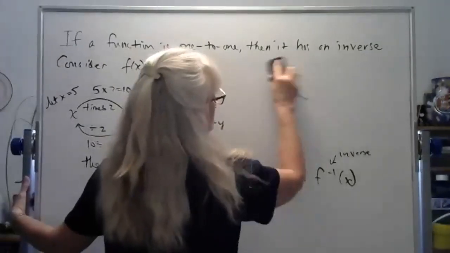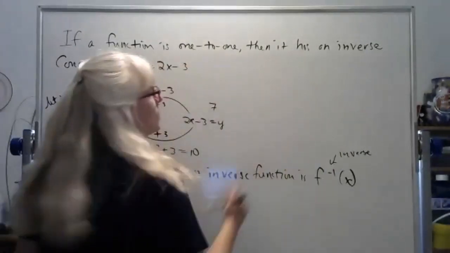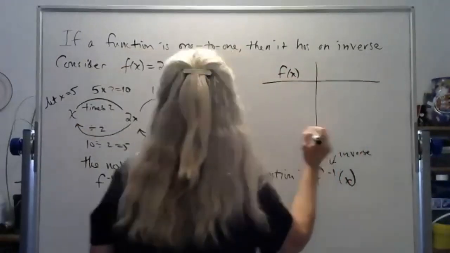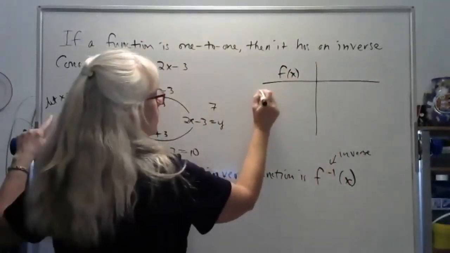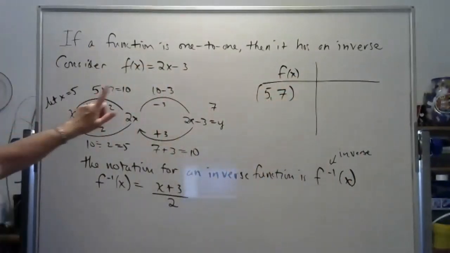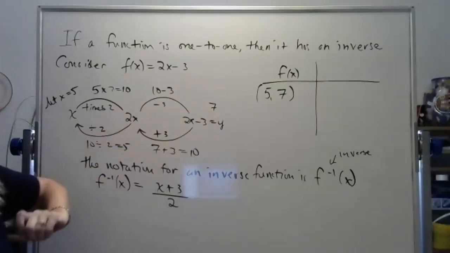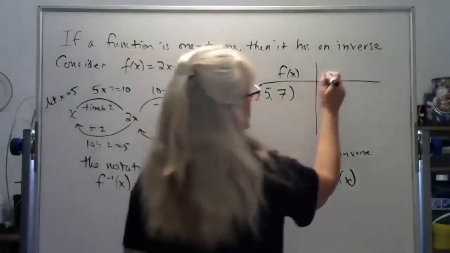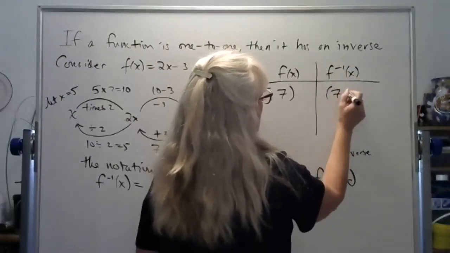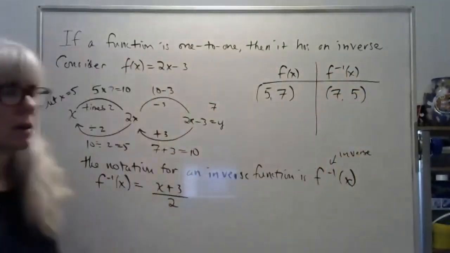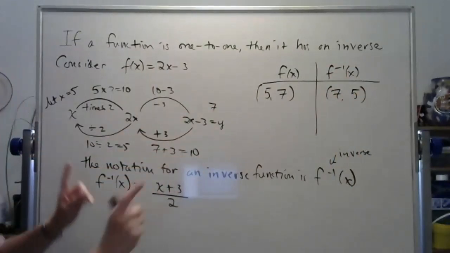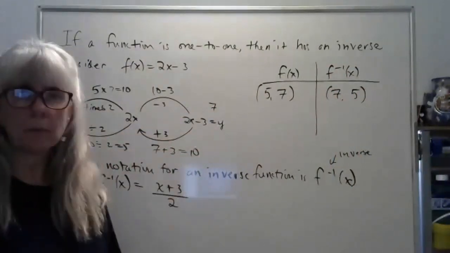I'm going to keep using this example. In the original function, when we put in a 5, we got out a 7. We put in the 5, multiplied it by 2, and subtracted the 3, and we got a 7. Then on the inverse function, when we put in the 7, we got back the 5. So we put in the 7 as our input, and the result was a 5. Do you see that the x and y values have been flipped?